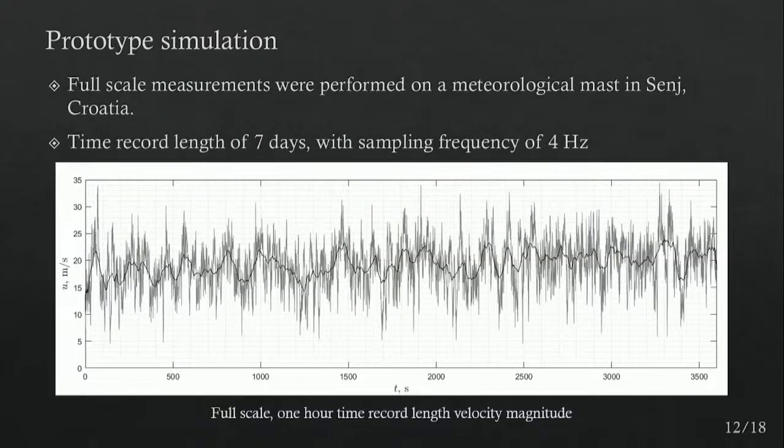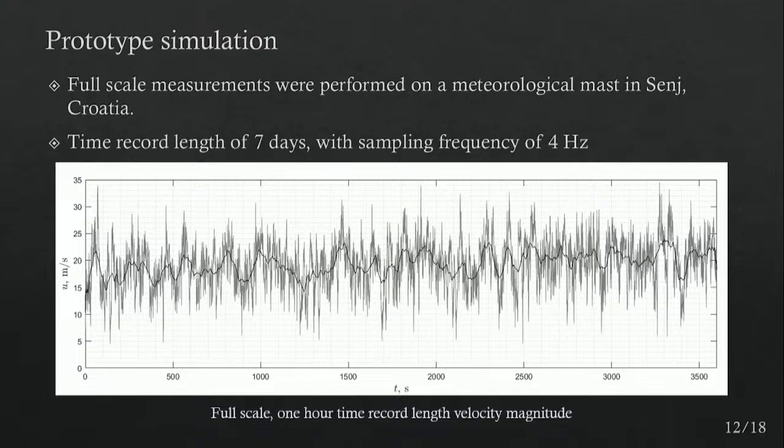Now the second method that we use is the prototype simulation. So as I mentioned, we have full-scale measurements from a meteorological mast located in the town of Senj in Croatia. We have a time record for 7 days in total with a sampling frequency of 4 Hz, so real-world data. Here is one section of it for 1 hour length. If I put all 7 days in there, we cannot really see anything.